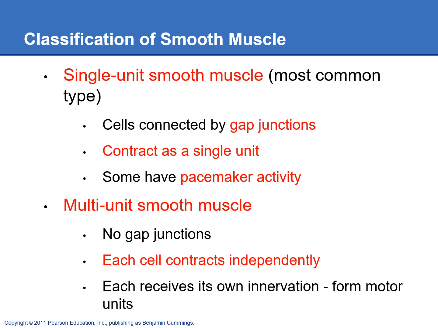The other type of smooth muscle is multi-unit smooth muscle. These smooth muscle cells are not joined by gap junctions, and so they're each going to contract individually on their own. They will each be innervated by their own neuron, and so they actually will form motor units. We find multi-unit smooth muscle in the body in the large airways, some of the large arteries, in the eye, and also around the hair follicles, which gives you goosebumps when those smooth muscles contract.